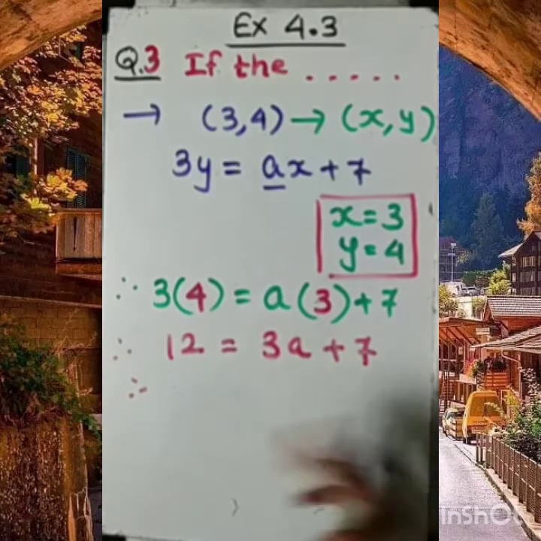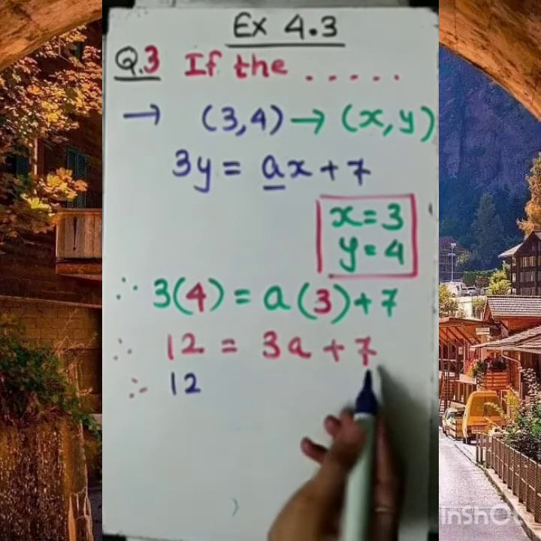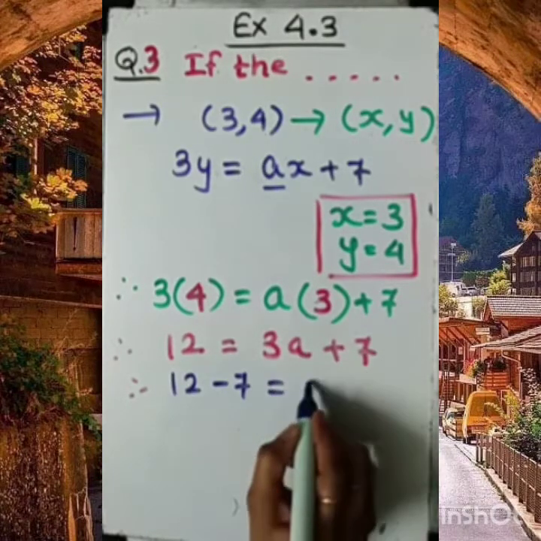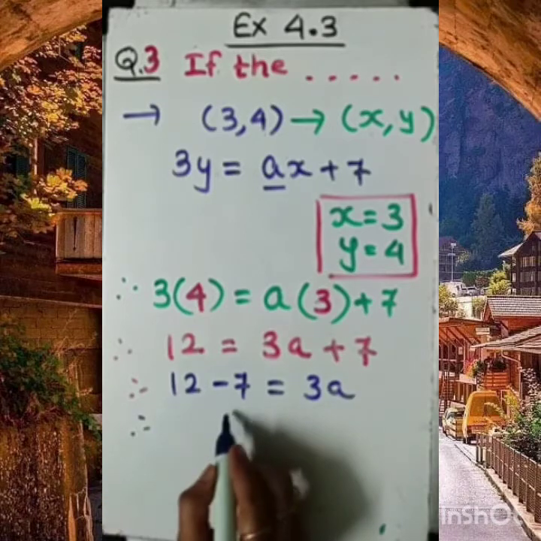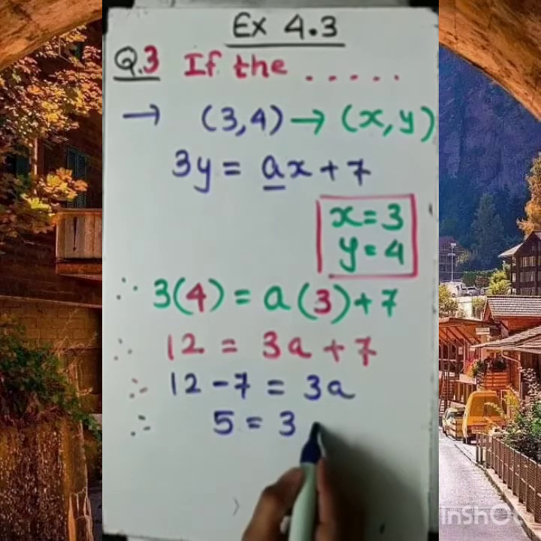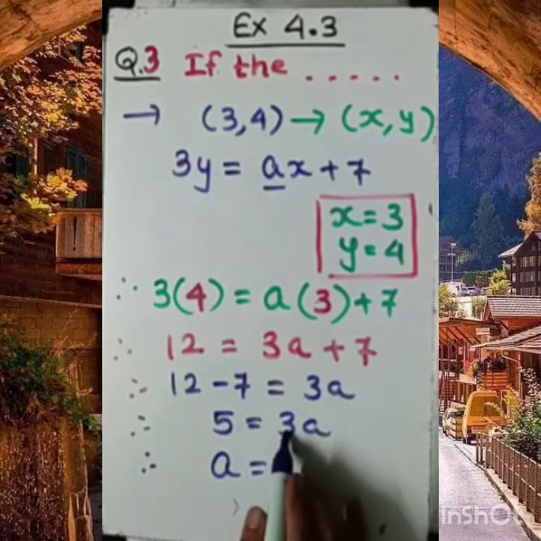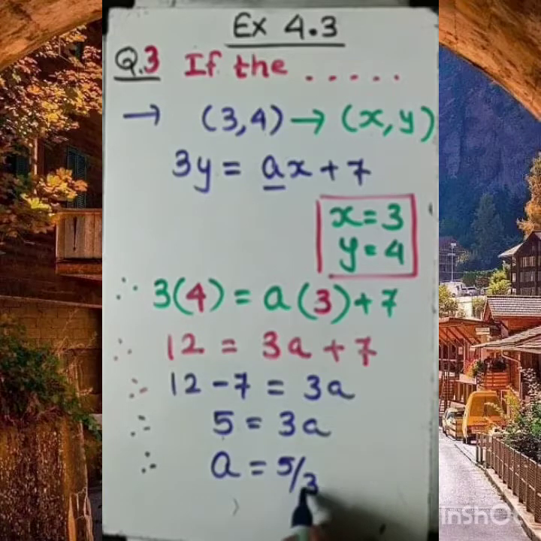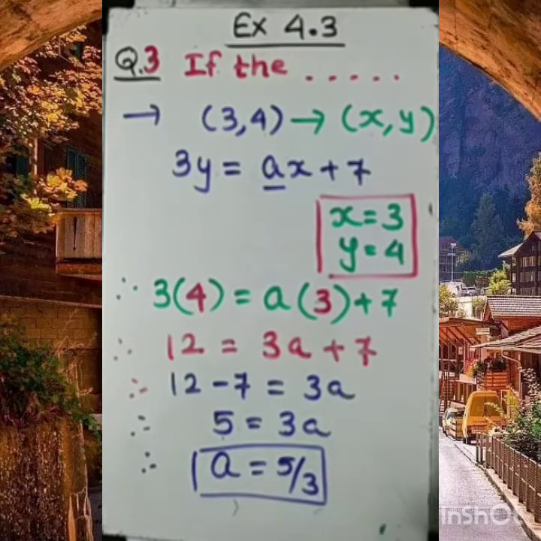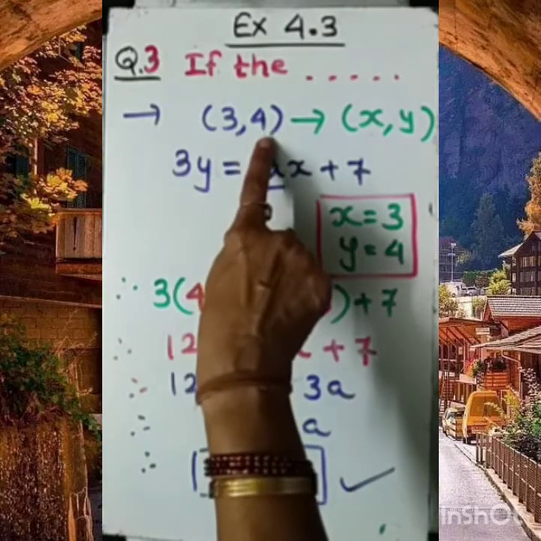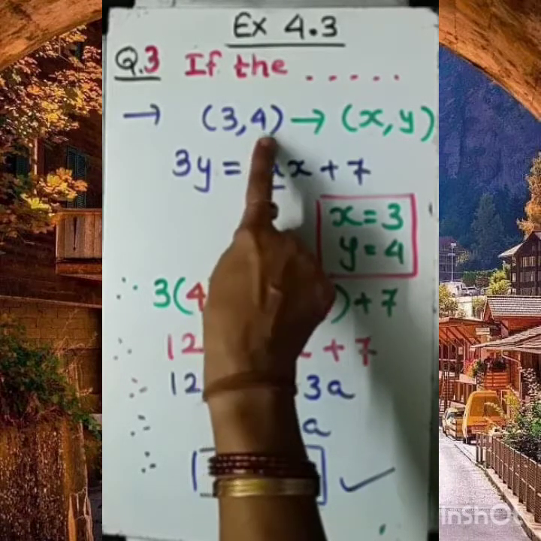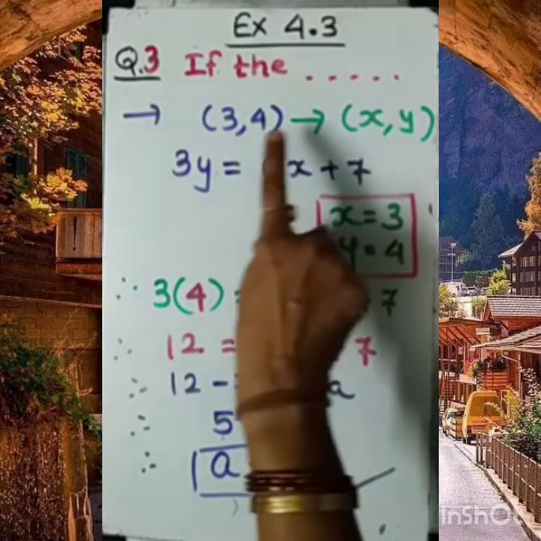So I need to bring this 7 to this side. So 12 minus 7. You know very well 12 minus 7 is 5. So 3a equal to 5, so a equal to 5 by 3, as this 3 will be in the denominator. Such a type of question is generally asked in the exam. So dear student, practice this type of question. Very simple. Once again I am explaining, whatever coordinates are given in the question, we need to compare them with x and y.